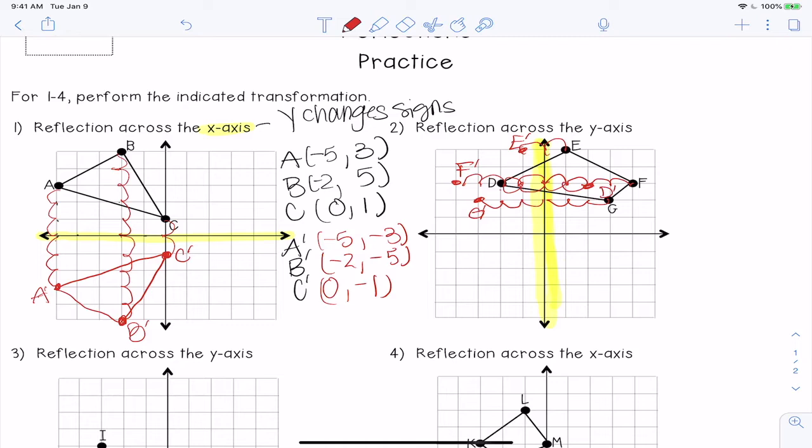And I'm going to erase all of these squigglies so we can see our shapes better. Now let's connect them. And there you have it, a reflected shape. It just looks a little funky because it's a little different than what we're used to.